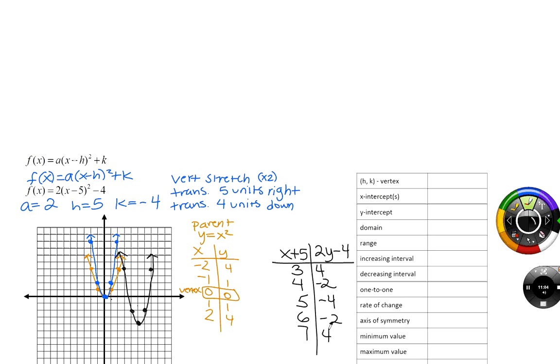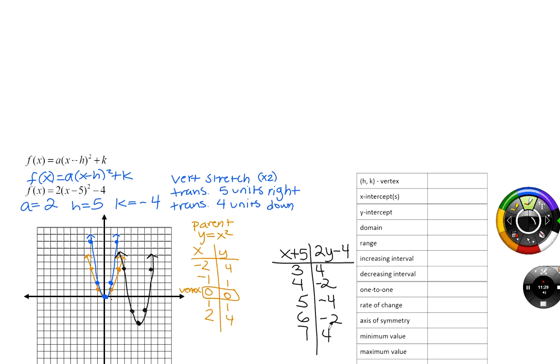Are these the points we plotted on our graph? Oh, check. 3, 4. 4, negative 2. 5, negative 4. 6, negative 2. 7, 4. So I could do it this way, right? If I understand the transformations, I can numerically figure out the points from the parent function points.